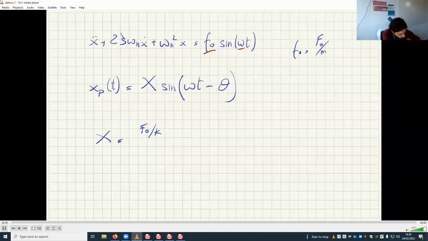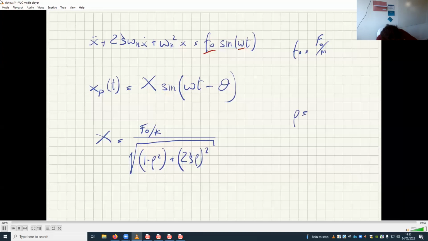So this is F0 over K over a big square root. And that is 1 minus rho squared plus 2 zeta rho squared, where rho is the ratio of the external agent omega over the natural system omega, omega n. And zeta is zeta.